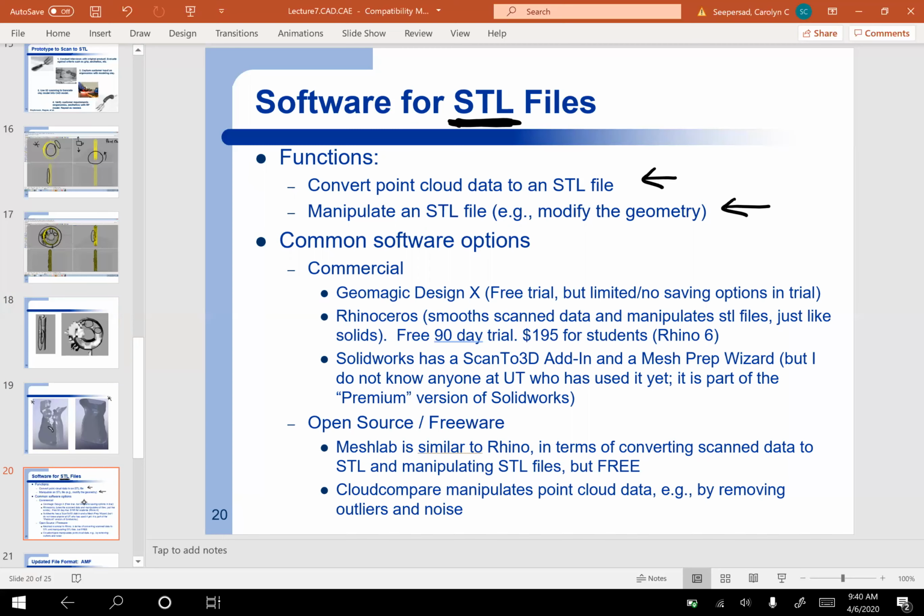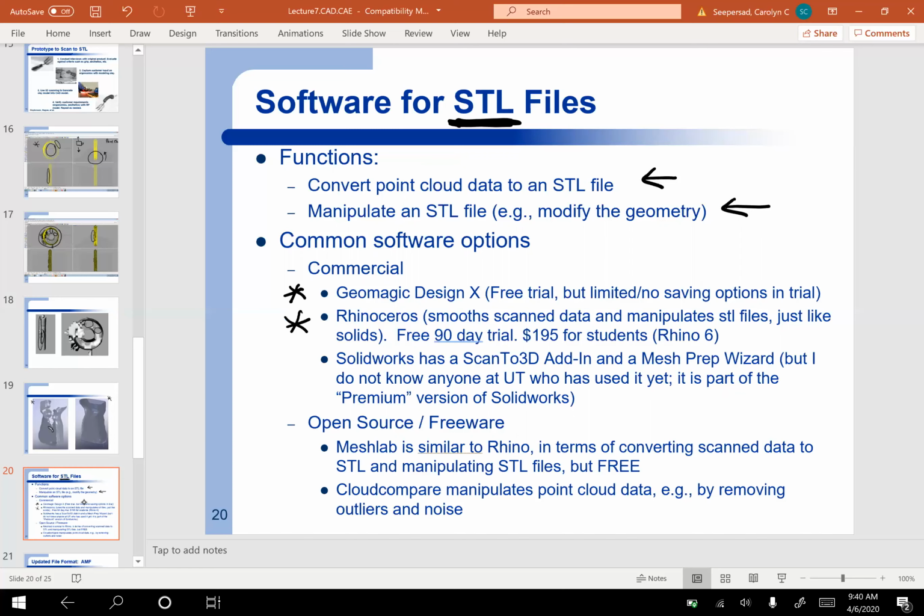So typically something like SolidWorks doesn't like to manipulate solid STL files very much. It likes to manipulate files that are stored in its native format. So some different software options. There are commercial options for manipulating STL files and for easing this process of converting scanned point clouds to STL files. So Geomagic is really the industry standard, one of the industry favorites. It's very expensive though. And the free trial doesn't really give you much functionality to save parts.